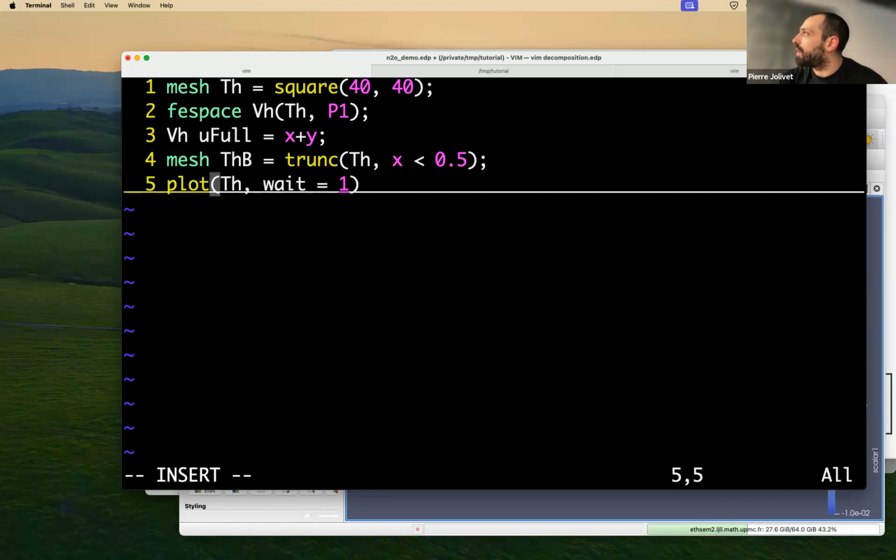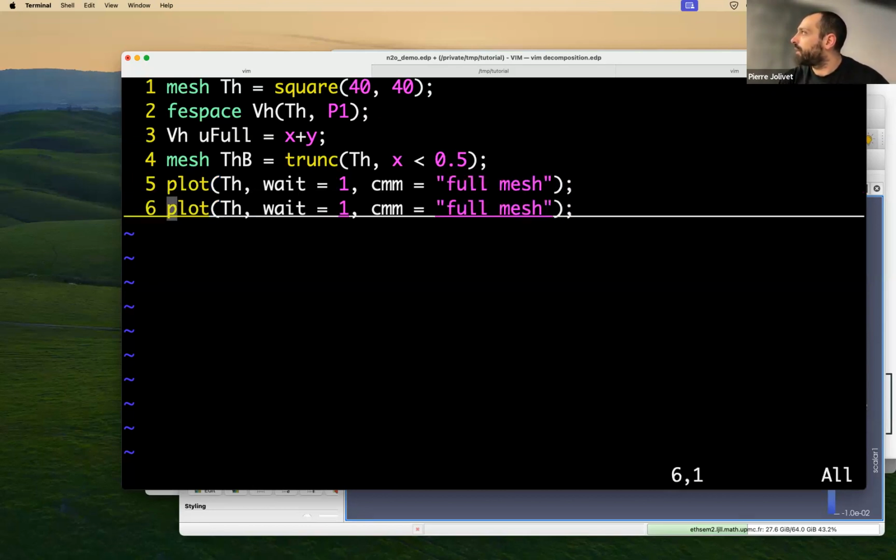TH, wait equal 1. cmm equal global mesh. I mean, no, full mesh. And then THB is restricted mesh. Okay.